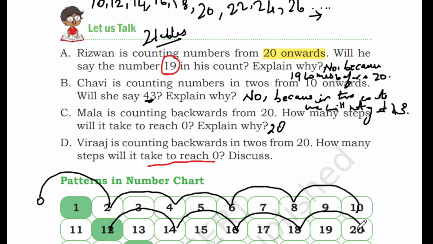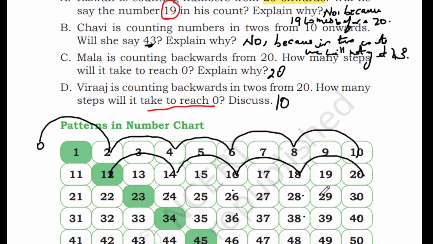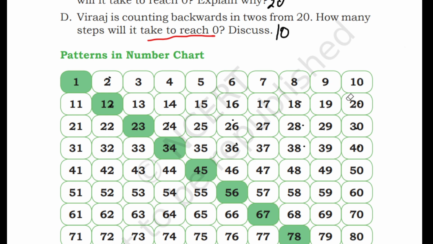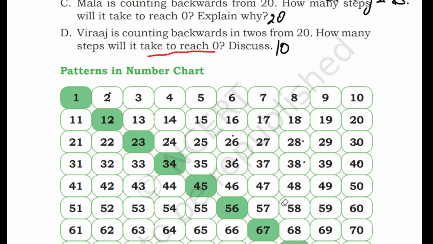Okay, so let's count how many steps. So we have 1, 2, 3, 4. From 12 to 10, it's 5, 6, 7, 8, 9, and 10. So we got 10 as the correct answer. Okay, so we can write number 10. All right. So I will erase again all these for the pattern and number chart. And we have the pattern and numbers.